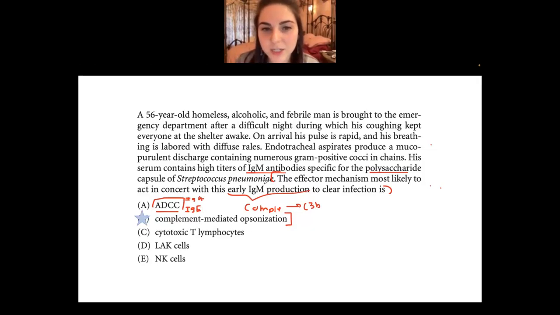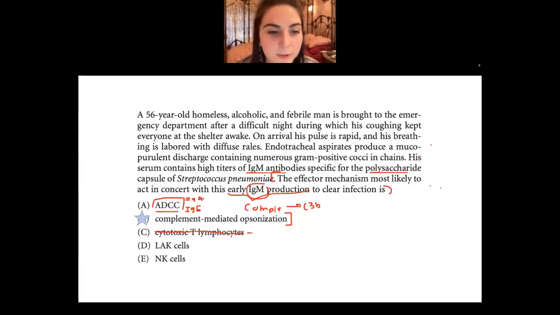Cytotoxic T cells, IgM has really nothing to do with cytotoxic T cells. If this was a helper T cell, I could see why that would be a little more appealing of an answer, because you would need that for eventual class switching. But cytotoxic T cells are really not involved with bacteria, and especially not when you're already producing IgM.